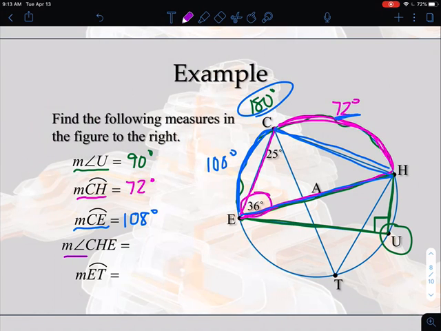Then, if we move to the next piece, it says the measure of angle CHE. So if I trace the letters C to H to E here, that means I open up to this arc that I'm highlighting in purple now, which we just said was 108 degrees. Well, so that means my angle measure would have to be half that size, which would be 54 degrees, and so there's my angle measure.